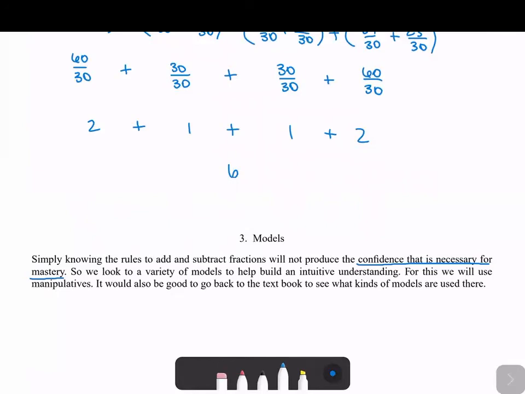Fractions are a really big hurdle for a lot of students, and even a lot of adults can still struggle with fractions and conceptualizing them. So models are something that can really help add confidence and help people know that they're doing things correctly. The book has a lot of different pictorial examples of models. We're also going to look at some of the apps that I have on here, but we're going to do that in another video. So I recommend looking at the textbook to look at the different types of models, but then also watching the next video.